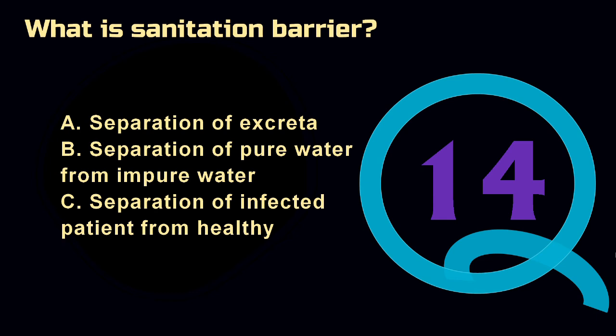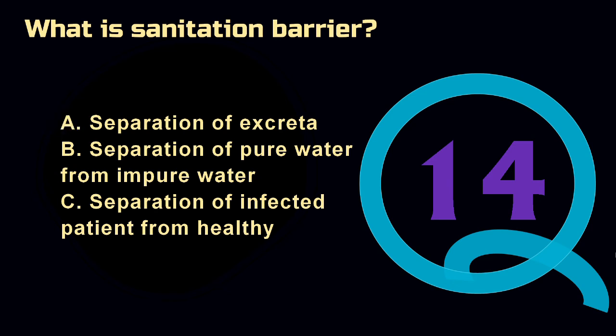The explanation to this question is, sanitation barrier refers to segregation of excreta in such a way as to break the disease transmission cycle. Feces should not be allowed to come in contact with food, water, and flies. So, the correct answer to this question is option A. Separation of excreta is a sanitation barrier.